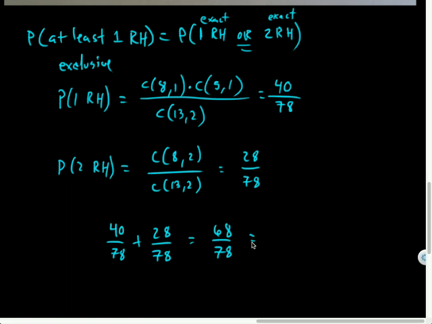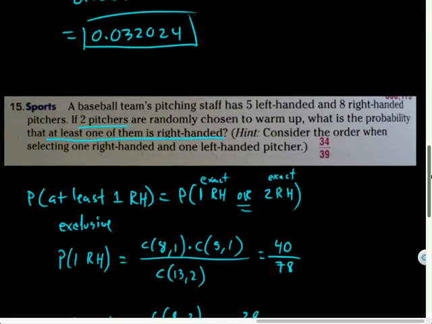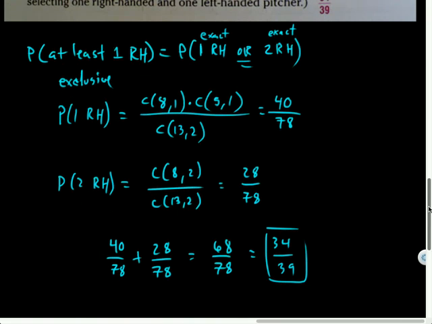And that reduces to 34 39ths. Okay, yeah, it only reduced once by 2. And was that right? Bam, got it. No, we're good. We're good.